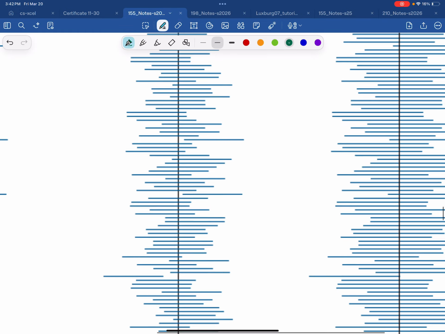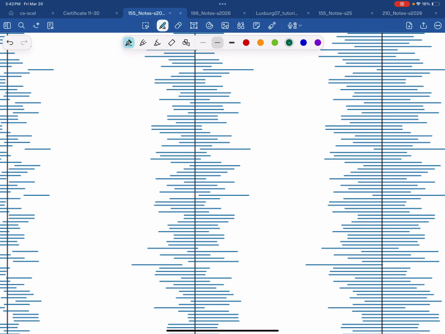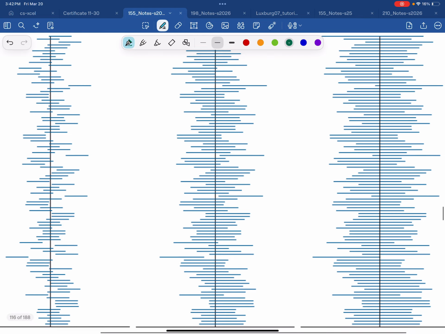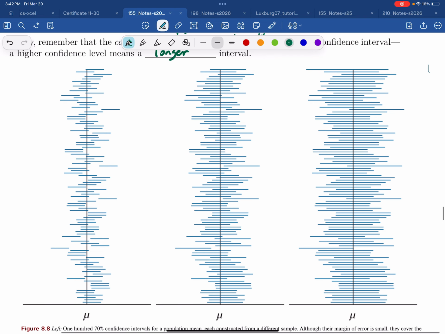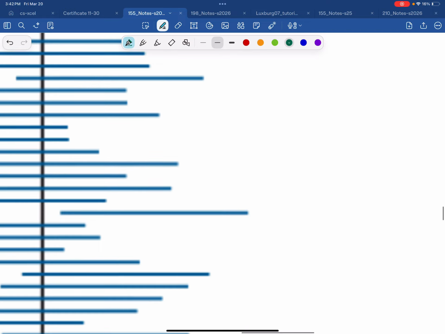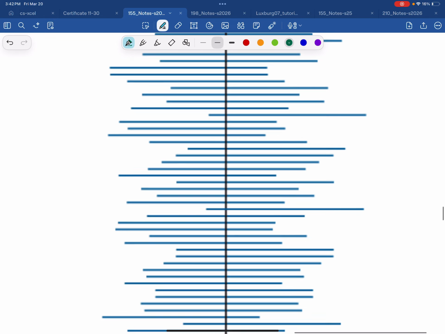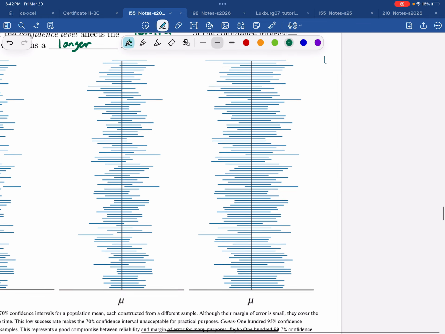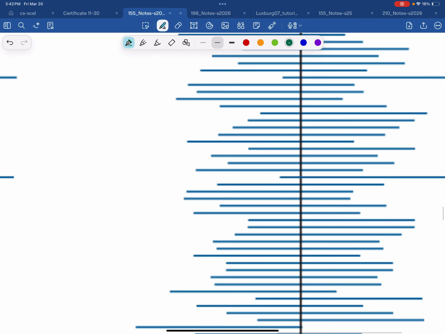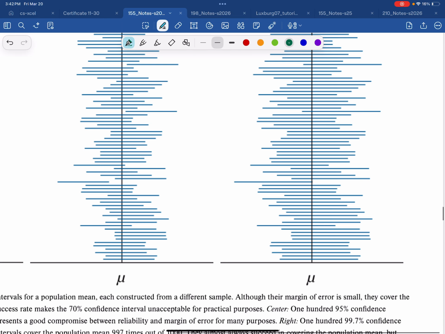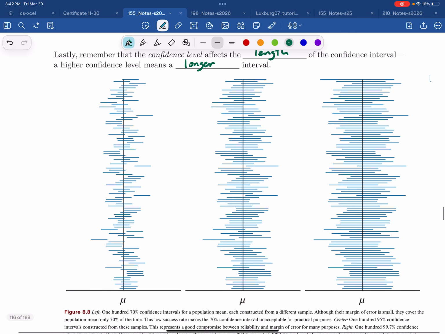Now, with the 95% confidence interval, that's what we've got in the center picture right here. Most of the time, 95% of the time or so, mu is within the interval. But there are still some times where it's not. And then there's a 99% confidence interval over here. And here, I think all of the time, mu is within the interval. Even in that example down here, mu is still within that interval. Now, what's the trade-off? Well, the trade-off is that the interval is longer, so it's not as clear what mu would really be because you've got a bigger range to work with.